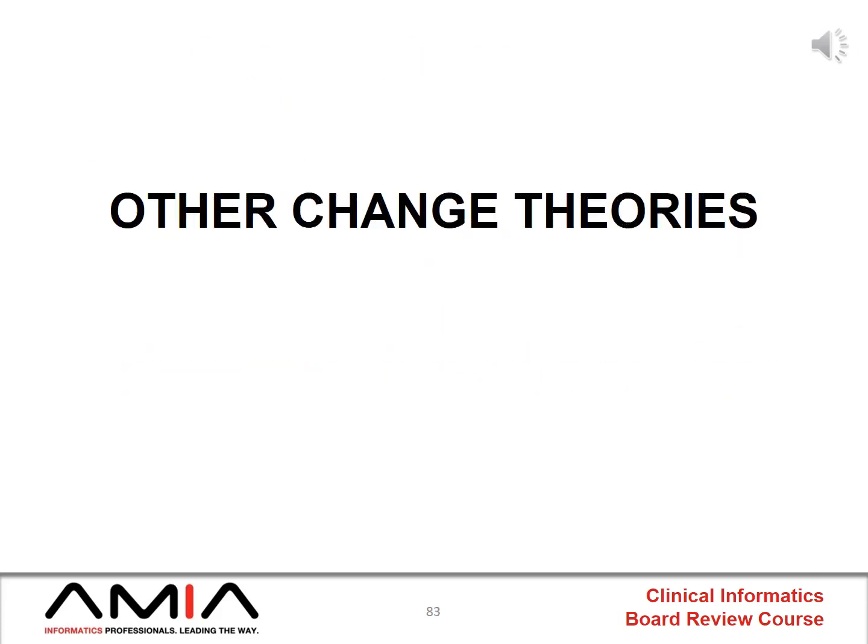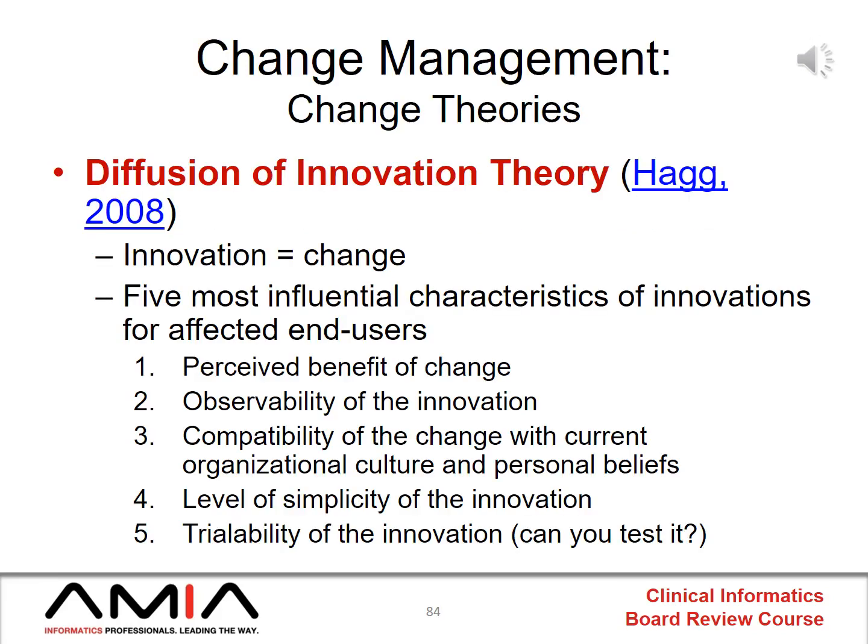While not specifically listed in your core content, there are a few other change theories that are very important for you to know. The first is the diffusion of innovation theory. Innovation in this case is the change that you're making, and this theory states that there are 5 characteristics of innovations which make them the most influential for the affected end users. These characteristics are the perceived benefit of the change by the end users. Can the users observe the actual change? Is the change compatible with the current organizational culture and personal beliefs of the end user? Is the change relatively simple, because that will help foster its adoption? And can the user try it out prior to having to use it in production?